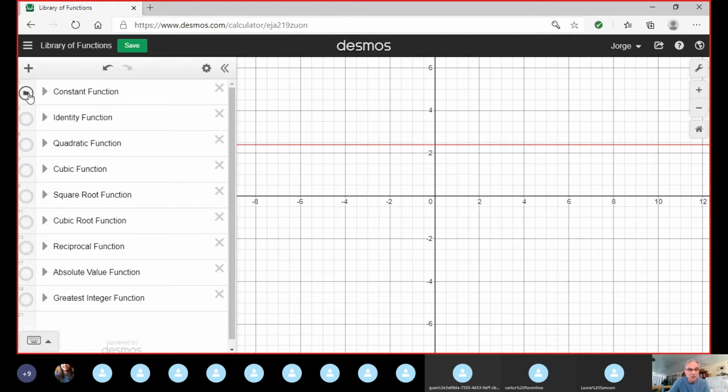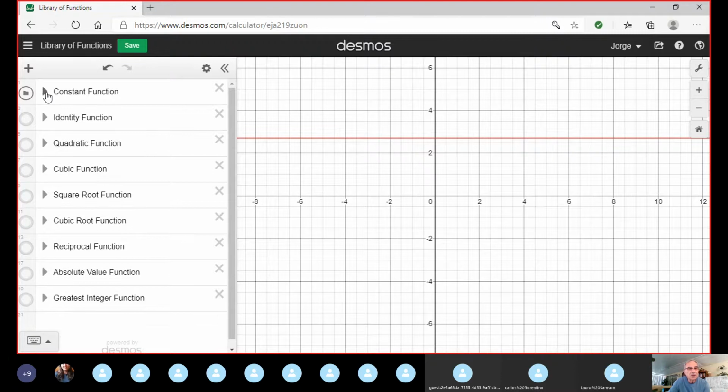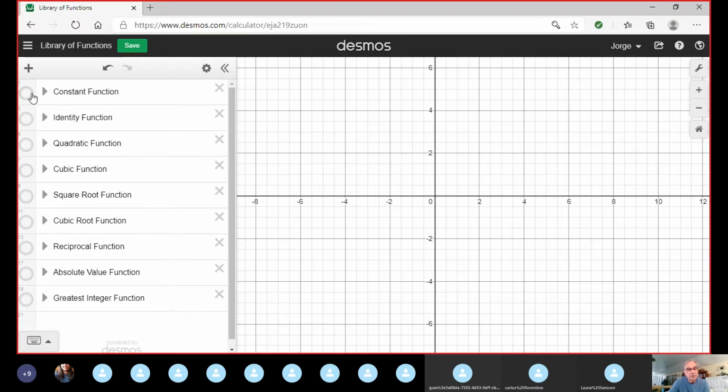Constant function. Constant function is a piece of cake. It's a line. The formula is y equals any number, in this case 2.4, an arbitrary number. In this case, you can see that the domain is all real numbers because it extends in both directions, from negative infinity to positive infinity. Okay, this is the elementary function.